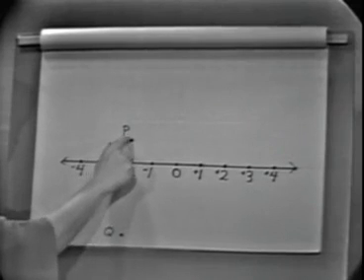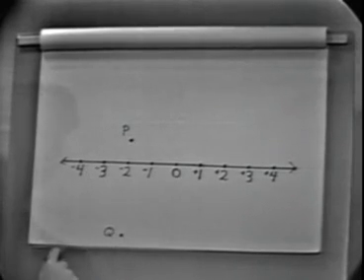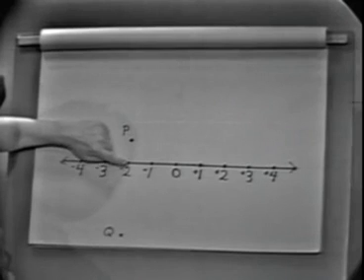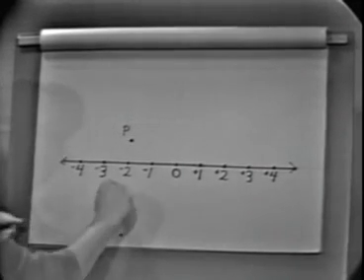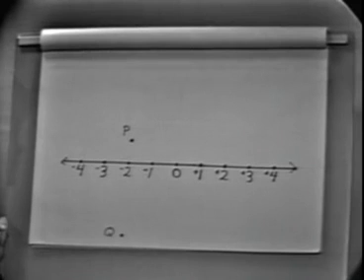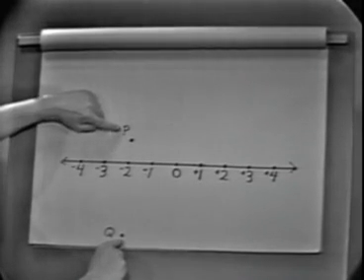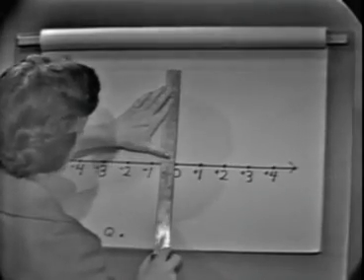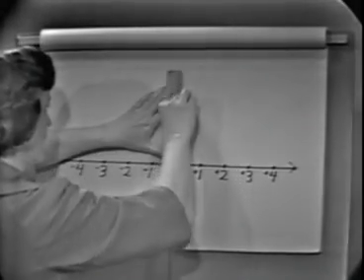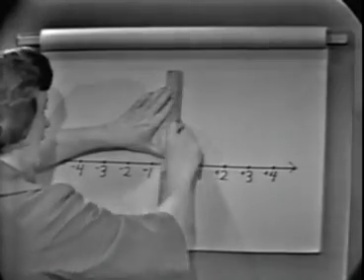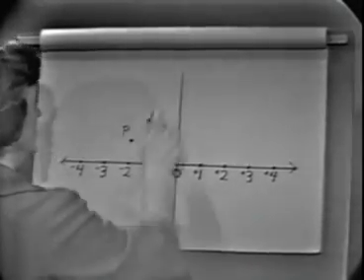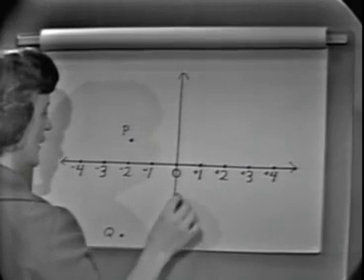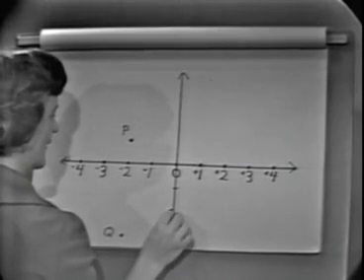Consider points P and Q. We see that point P is directly above a negative 2. Q is directly below a negative 2. However, Q is farther than is P. How much farther? We need to draw a second number line perpendicular to our first and through our starting point. And we can lay off segments on this line.